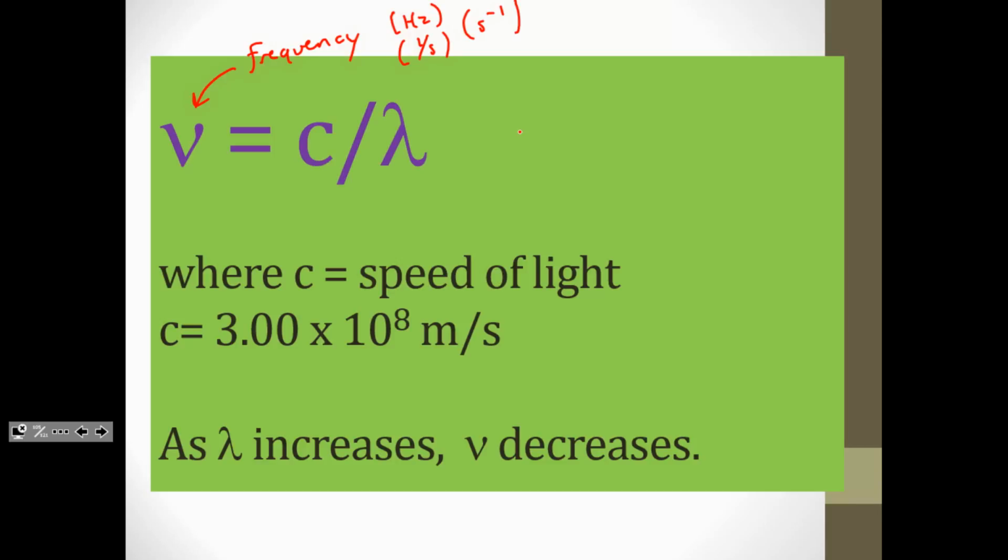Speed of light is given to you, and the wavelength is this symbol here. We call it lambda. It represents the wavelength, and usually the units of those are meters. As wavelength increases, the frequency decreases. So let's look at a quick example of that.